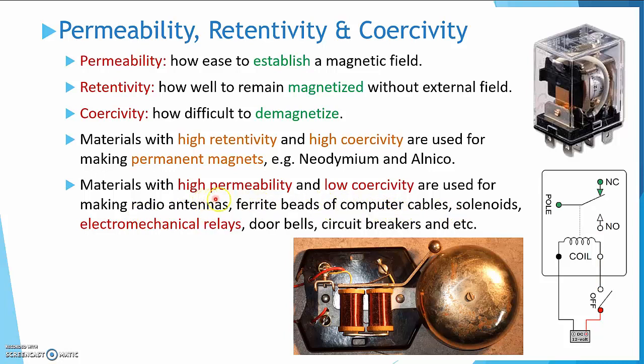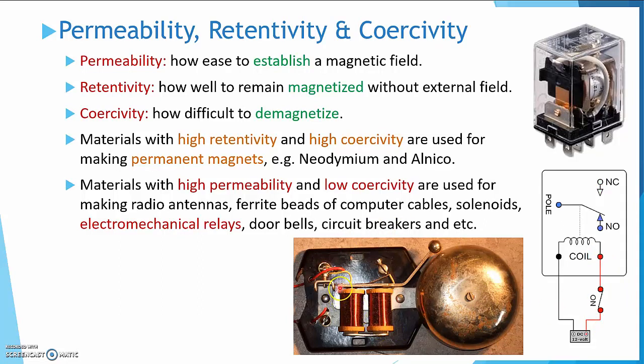This type of material with high permeability and low coercivity is also used for making solenoids, electromechanical relays, doorbells, circuit breakers, etc. This is an electromechanical relay. This is a structure showing how it works. Inside is a solenoid. The electromagnetism of the solenoid must respond fast to the on and off state of the switch. This doorbell has two solenoids in it.